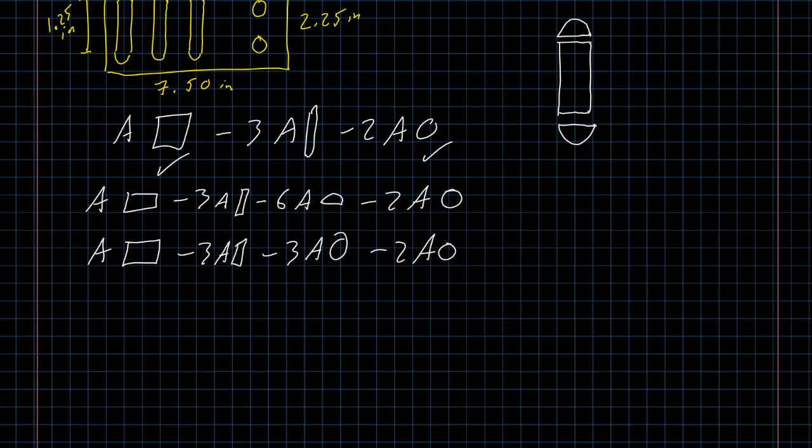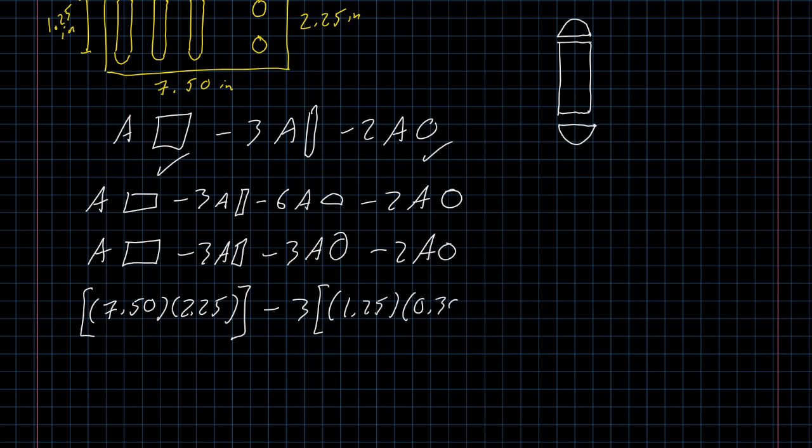If you look even more closely, you'll notice that the two kinds of circles at this point are actually the same circle. I'm not going to take it that far, because at this point I have it broken down into relatively simple to work with pieces. The larger rectangle measures 7.50 by 2.25. The rectangular part of those three slots measures 1.25 by 0.30.